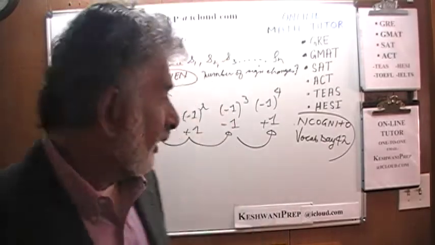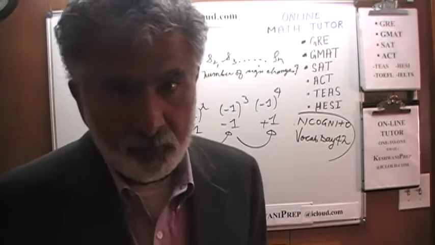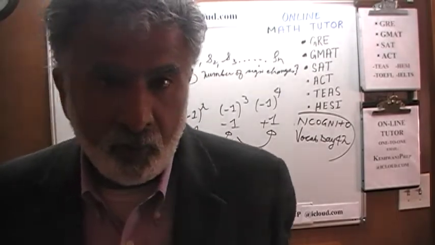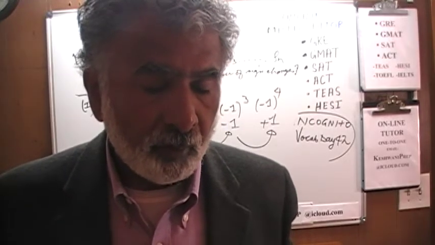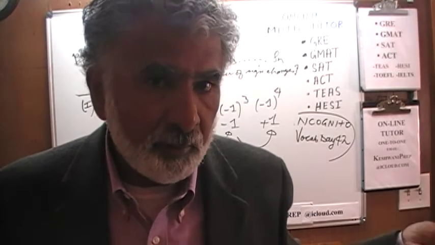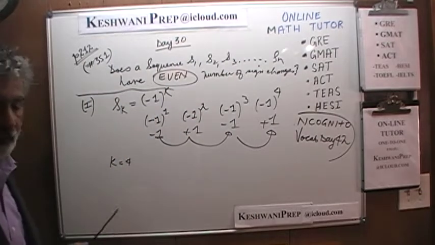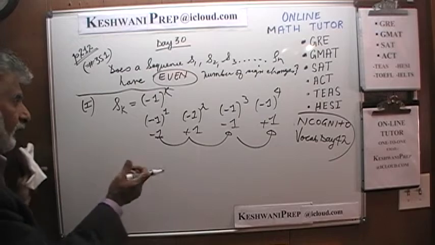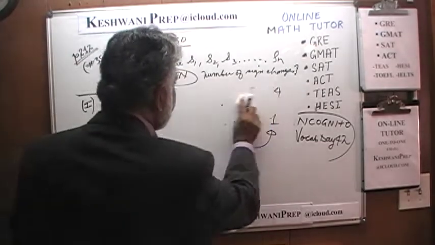Sequence is very straightforward. It starts with negative one. It just goes negative one, positive one, negative one, positive one, negative, forever and ever. How many sign changes will we have? Well, for us to be able to tell that, we need to know how many terms there are. And that's all it is. We don't know what the value of k is. We don't know how many terms there are. So the first statement by itself is not enough.